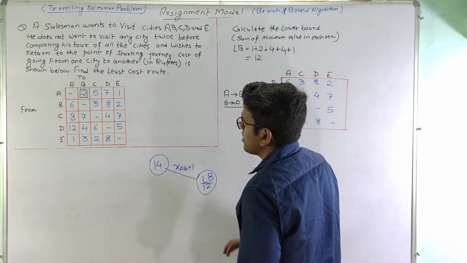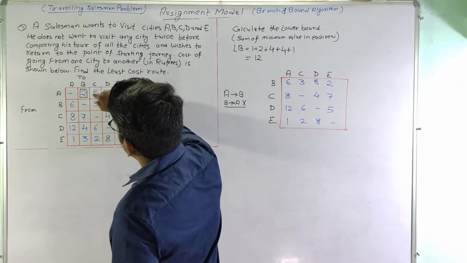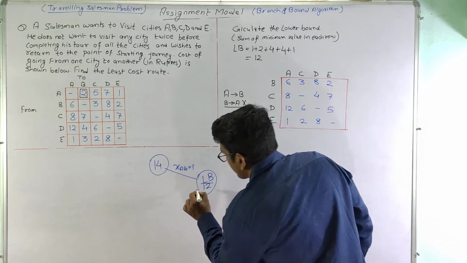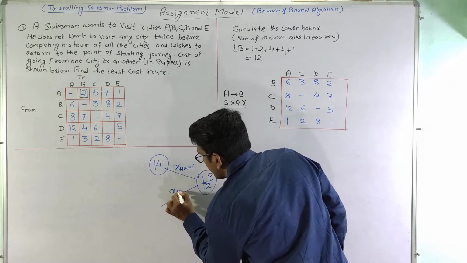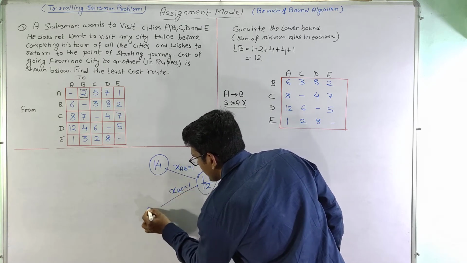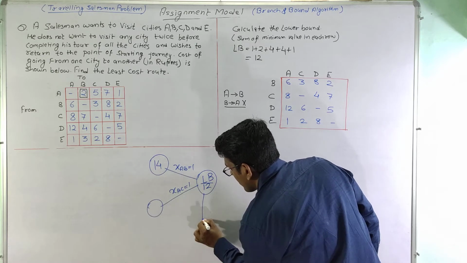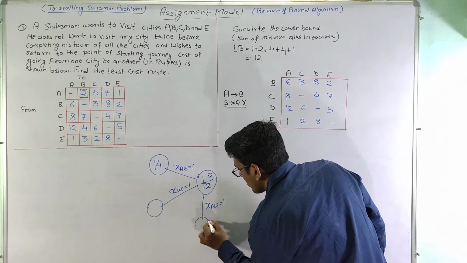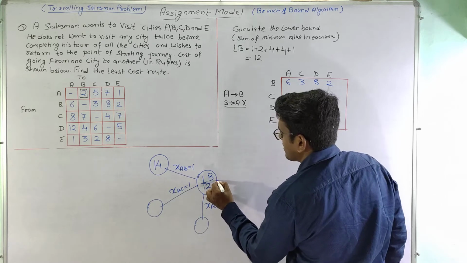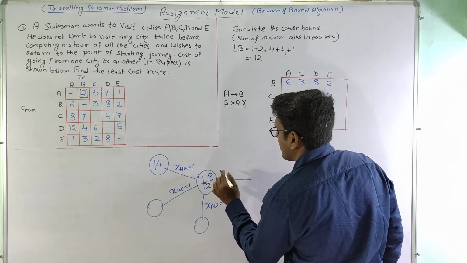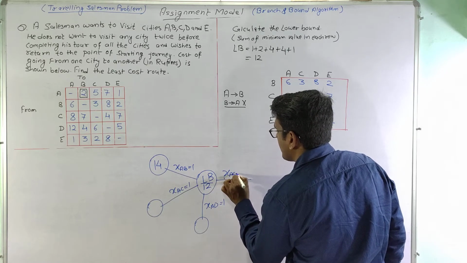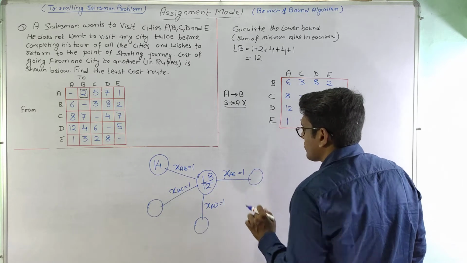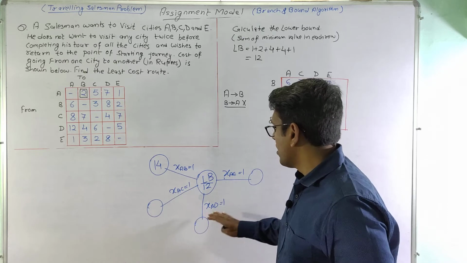Okay, and similarly what we will see is we will try to assign in AC, AD and AE. So let us do x AC equal to 1, x AD equal to 1, okay, and x AE equal to 1.